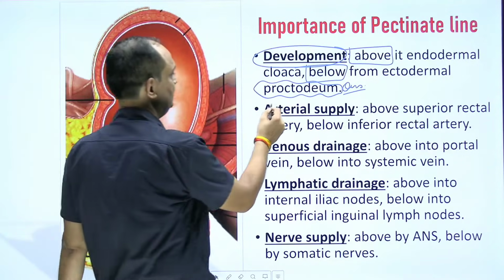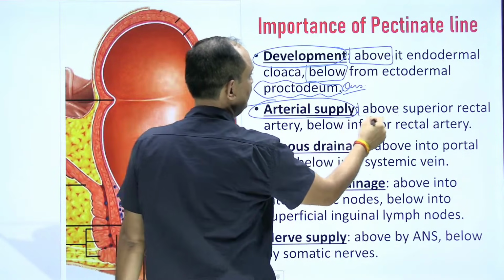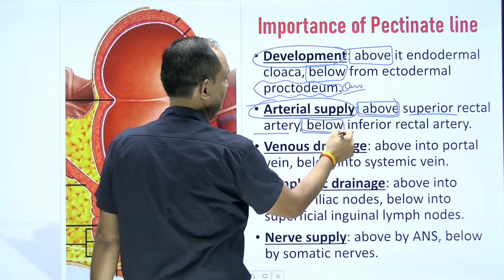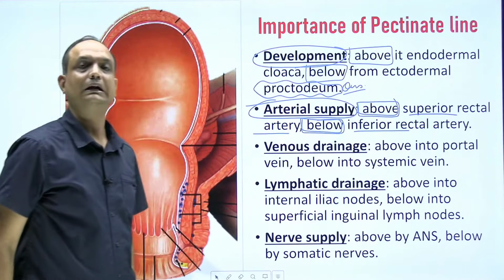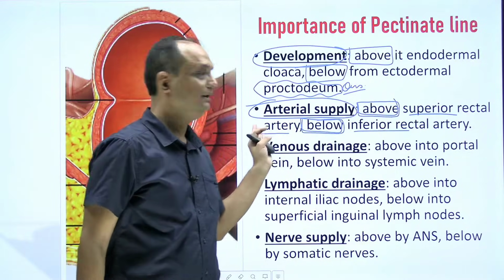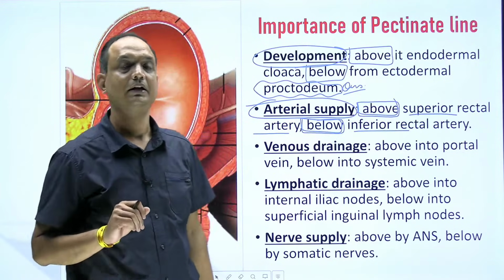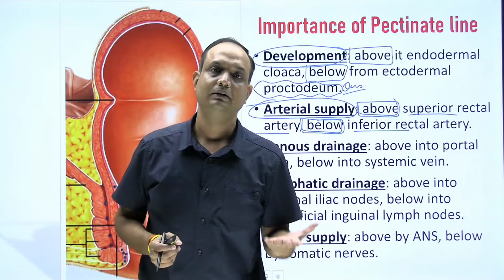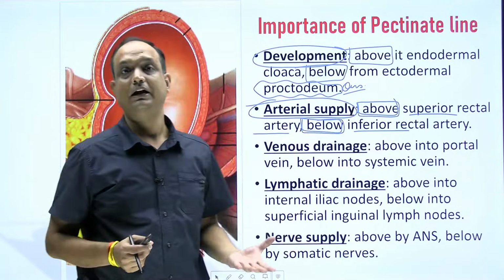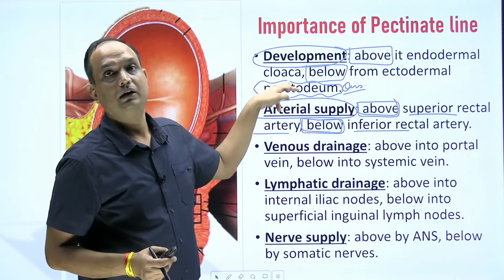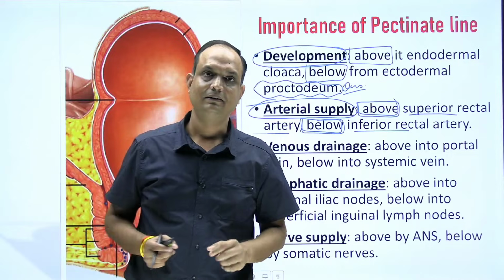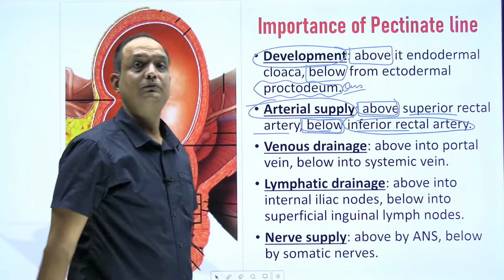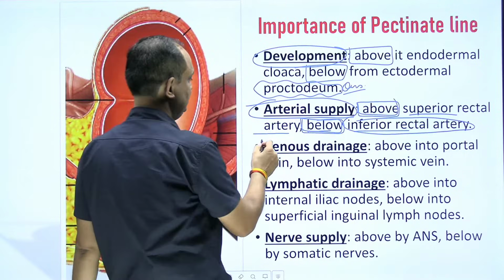Now, there is a difference in the blood supply. The area above is supplied by the superior rectal artery, while the area below the pectinate line is supplied by the inferior rectal artery. Now, you know that the superior rectal artery is a continuation of the inferior mesenteric artery, and we know that the inferior mesenteric artery supplies the derivatives of the hindgut. Clear? Because it is supplying the derivatives of the hindgut, it develops from the cloaca, which is actually the lowermost part of the hindgut. Below, you have the supply from the inferior rectal artery, which is a branch of the internal pudendal artery. Now, we will see the venous drainage.